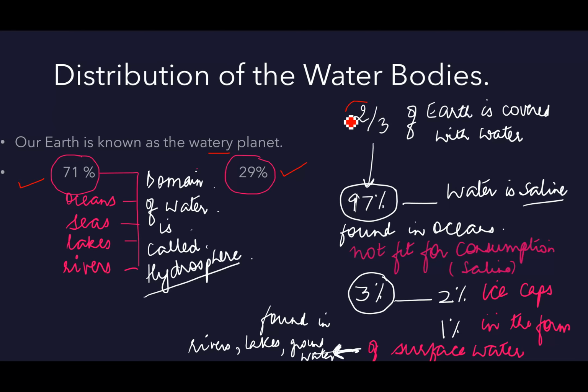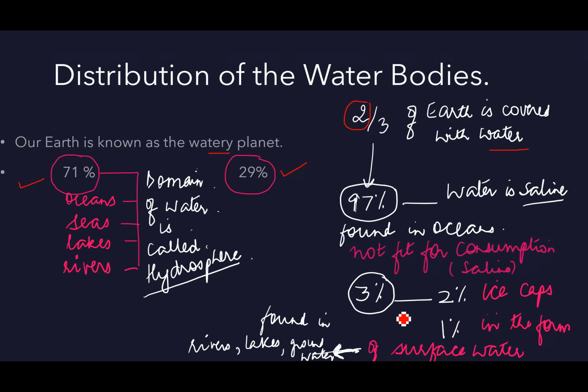So out of the three portions, two-thirds of the earth is covered with water. Out of this portion, 97% of the water that is found in the ocean is saline. That means it is salty water and it is not fit for consumption. So if 97% of the water is saline, then only 3% is fit for consumption.